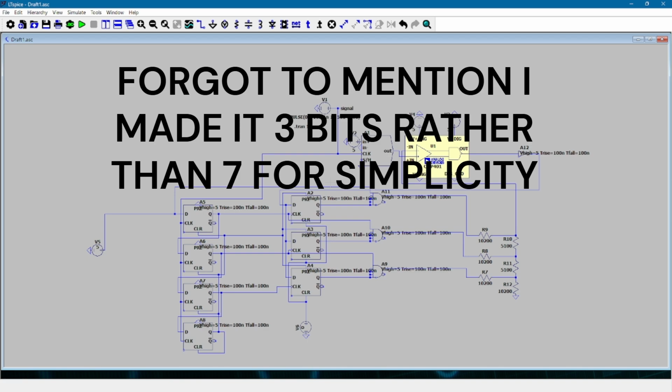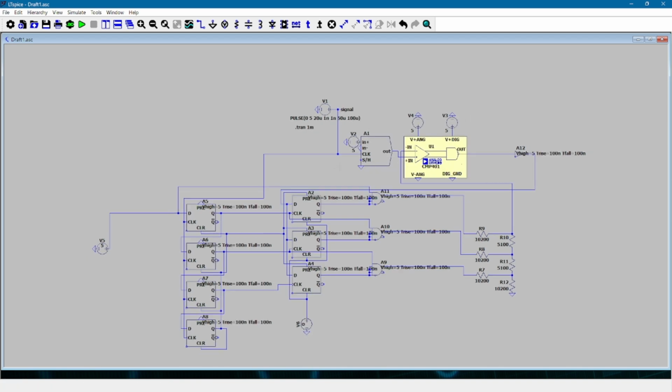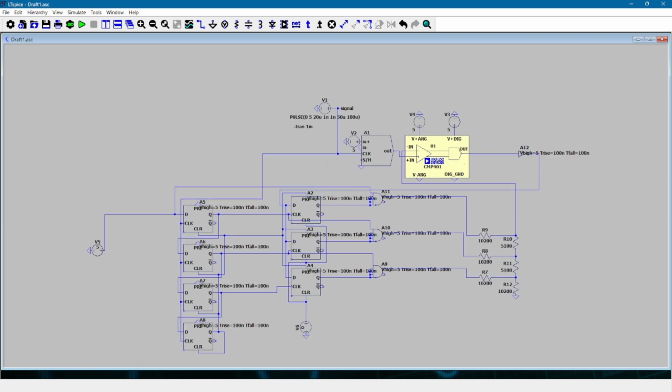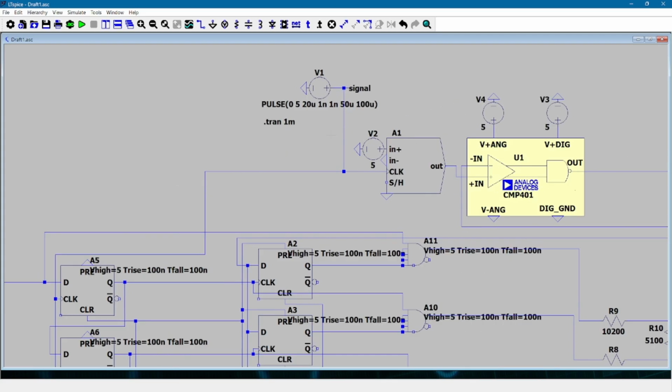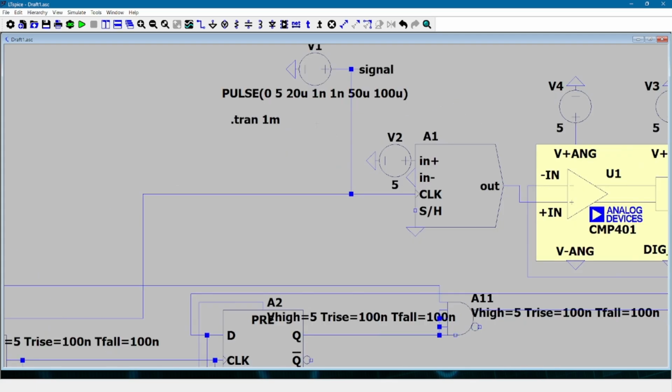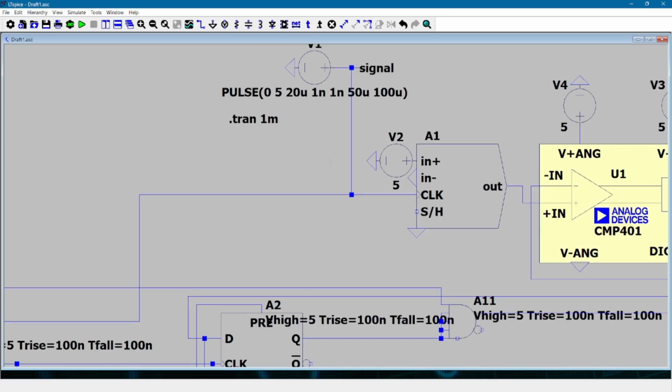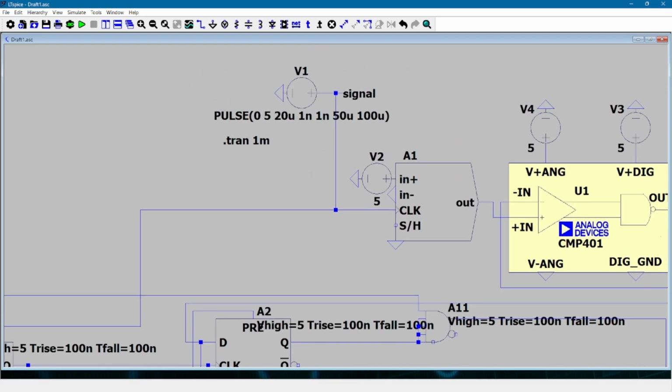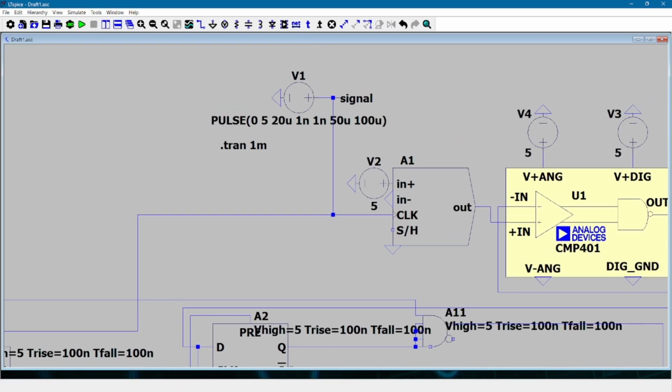Well, anyway, back on topic. What you're seeing on the top left is a 10 kilohertz clock signal, which I've made as an ideal frequency, which is just these numbers. And this is instead of our oscillating circuit, because that's incredibly difficult to make in this program for whatever reason.